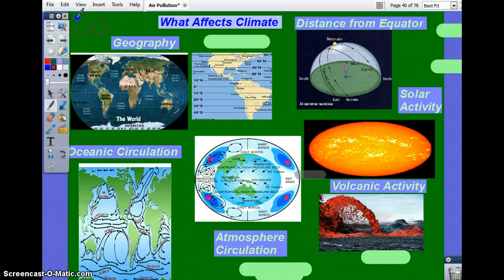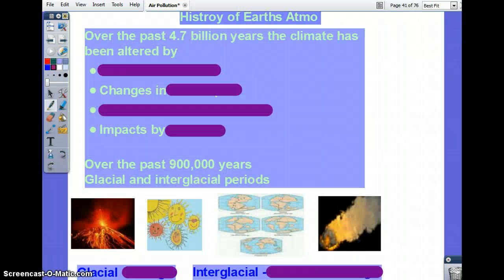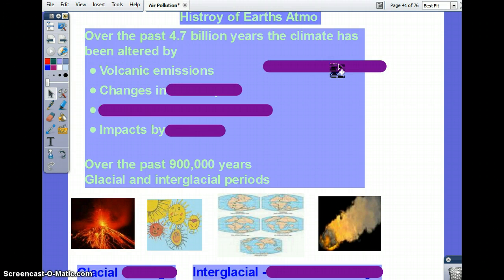Because obviously the greenhouse gases have affected our climate positively and negatively. So we're going to talk about it. So over the past 4.7 billion years, the climate has been altered by volcanic emissions. We know this. The birth of Earth formed our atmosphere, okay? And atmosphere affects climate. So there it is.